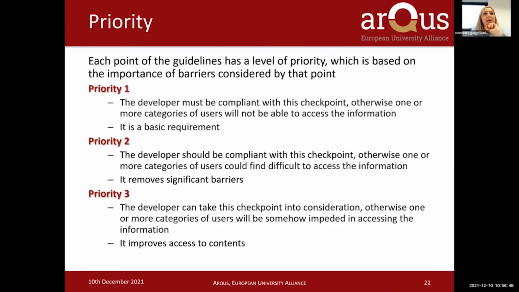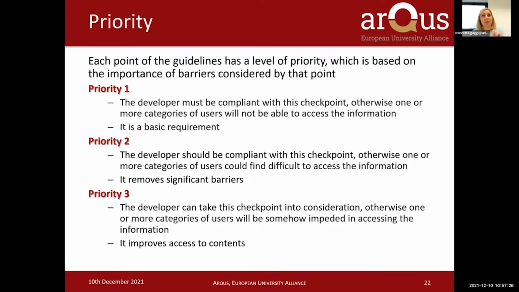Priority level 2 is a little easier. The developer should, not must, be compliant with this checkpoint. Otherwise, one or more categories of users could find difficulties accessing the information. We have that building with the stair, and we put in a ramp with a steep ascent. So people can enter the building, but maybe they need the help of a lot of people to push them in. So now the information is accessible, but it takes a lot of effort to access it.